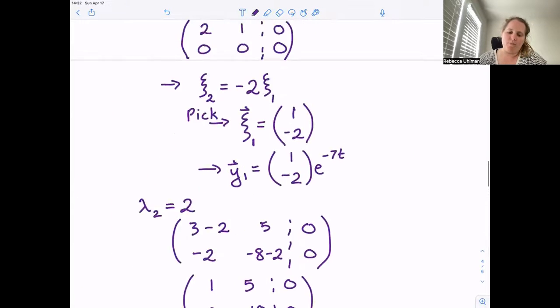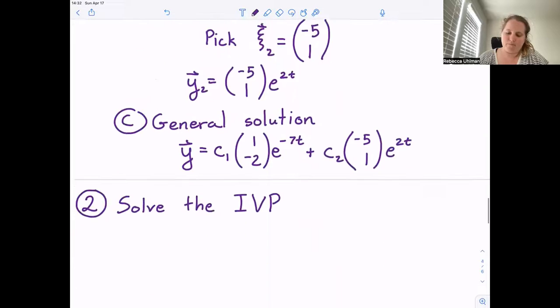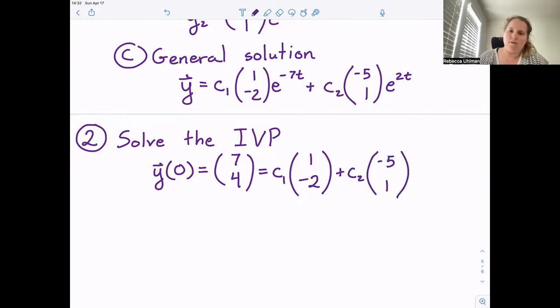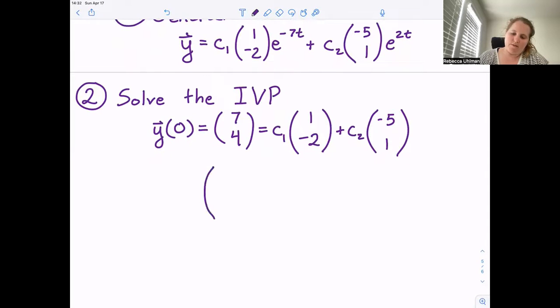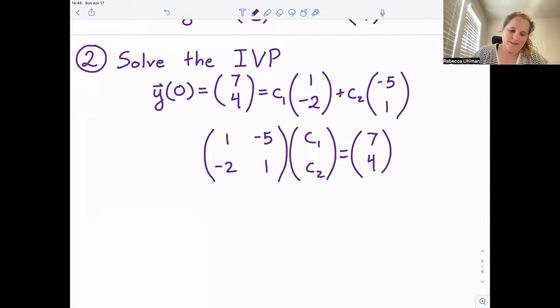So scrolling back to the beginning of the problem, we were told that y of 0 was the vector 7, 4. Y of 0 is the vector 7, 4. And this would be c1 times 1, -2 plus c2 times -5, 1. So we are essentially solving 1, -5 for our first row, -2, 1 for our second row, times c1, c2 is 7, 4. So we are solving the augmented matrix 1, -5, 7 for our first row, -2, 1, 4 for our second row.